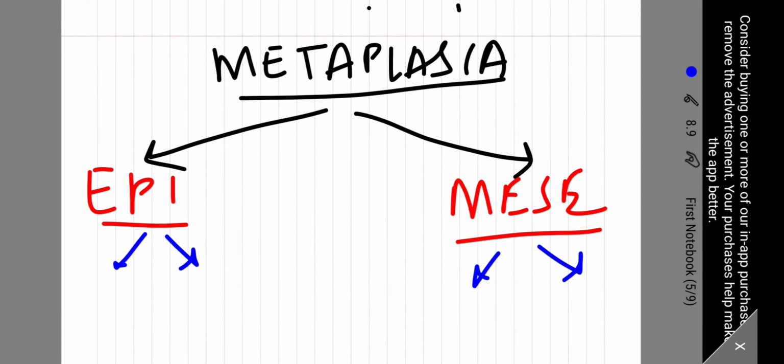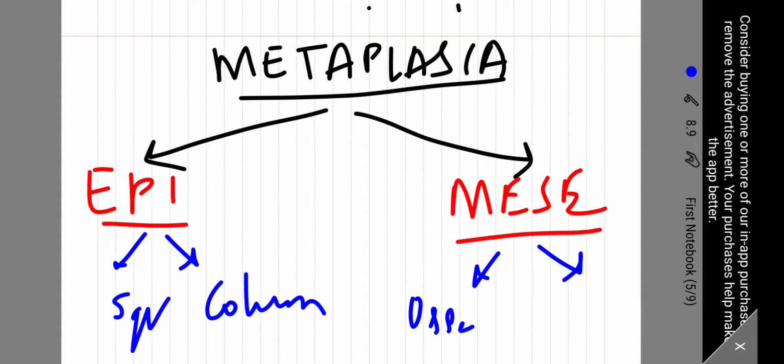Metaplasia is usually divided into two types, that is epithelial metaplasia and mesenchymal metaplasia. Epithelial metaplasia is of two types, that is squamous cell metaplasia and columnar cell metaplasia, whereas mesenchymal metaplasia is of two types, that is osseous metaplasia and cartilaginous metaplasia.